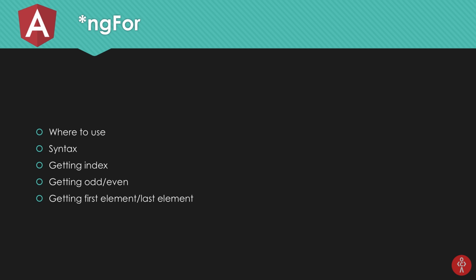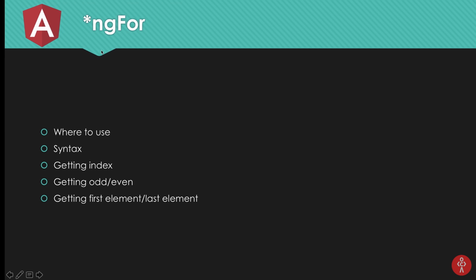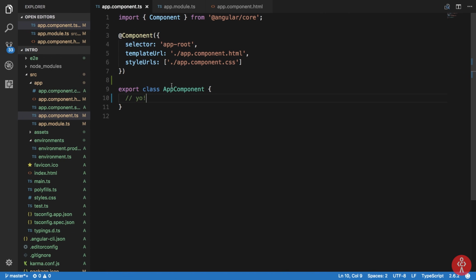So ngFor, first of all, where to use it? It's easy. Wherever you see iterables in the form of arrays, or maybe your components as well. In case in Angular you write something which makes your components iterable, or if you can get something like that, then you can use ngFor with it. The syntax is easy, you just write the same thing which is here. Let's get started with some code then.